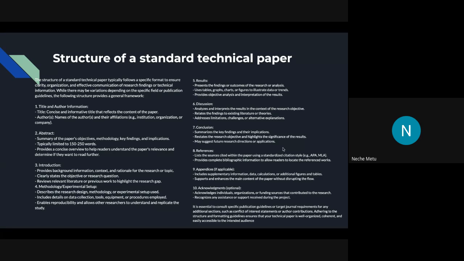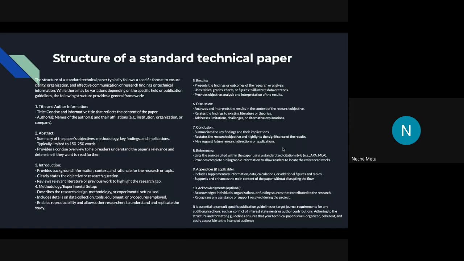The first thing when you open it, this is something that looks like the outline. You see your title and then your author information. The title is a concise and informative title that reflects the content of the paper. For example, if I'm writing about something that has to do with, let's say, fried rice, my title must reflect fried rice, and whatever the aim of the fried rice piece is that I want to write about. Then the author, the name of the author, and the affiliations to the institution, organization, or company.